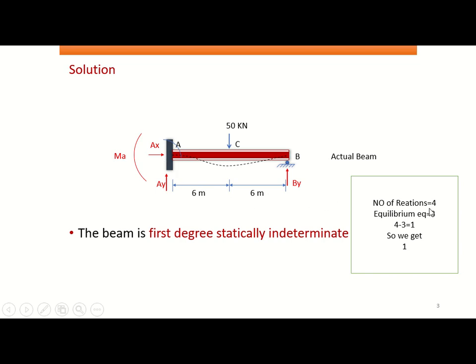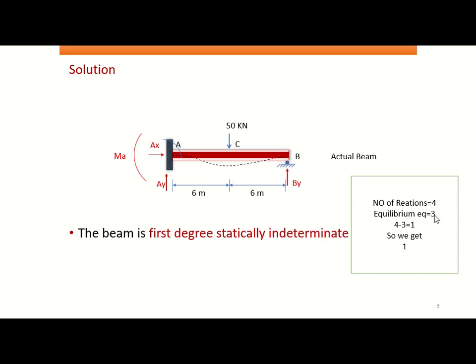We can see the number of reactions and how we can calculate them. It's an initial step which we must find, because if we don't know it's an indeterminate structure, then how can we solve it? So the number of reactions is given here. You can see my mouse and follow along. This is the number of reactions.